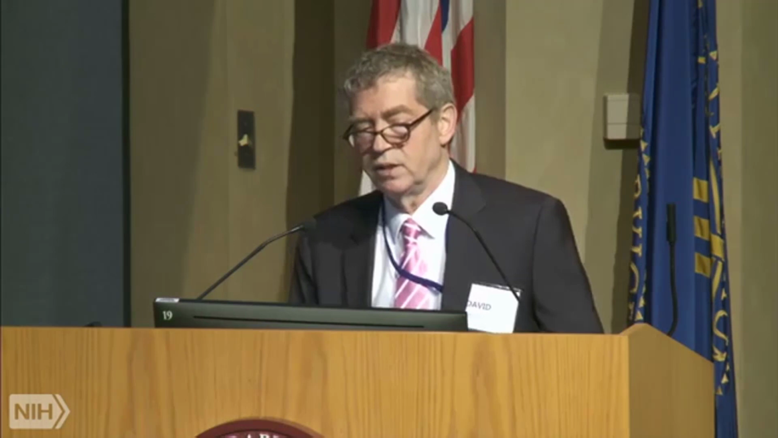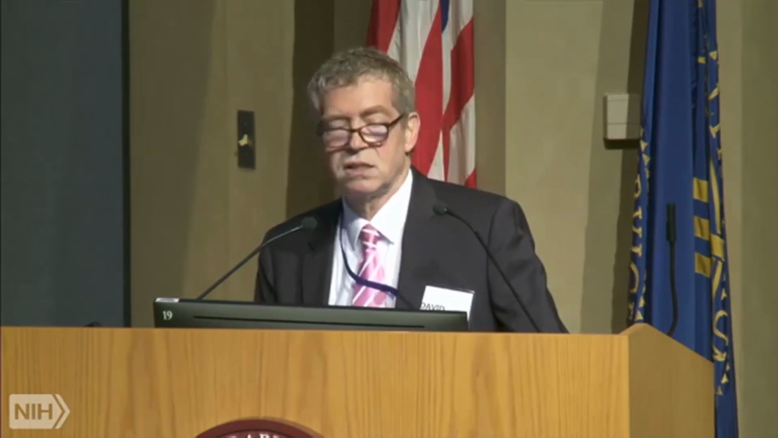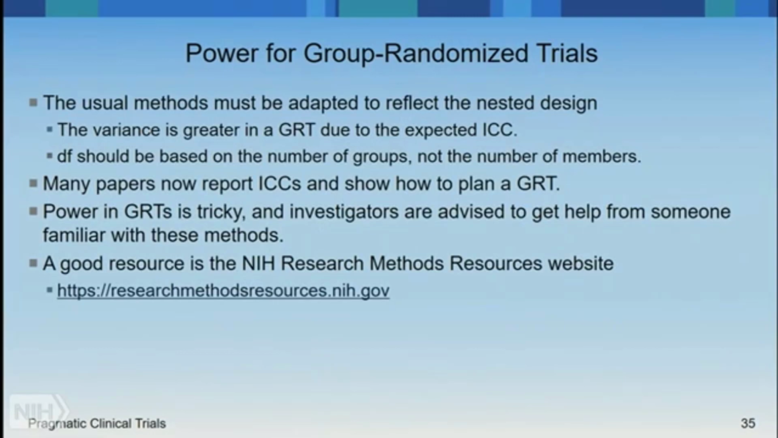State of the science for analytic methods. We need to reflect the nesting that exists in these designs, whether it's complete or partial, sometimes cross-classified. Used alone, methods based on the general or generalized linear model are not valid. If we use the mixed versions, we can get a valid analysis. Other methods can be used, like two-stage, GEE, randomization tests. These are all methods that can be used effectively, but you have to do it correctly, so you have to be careful.